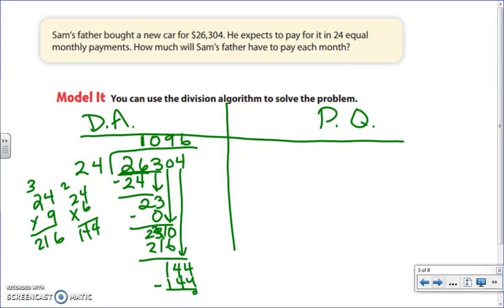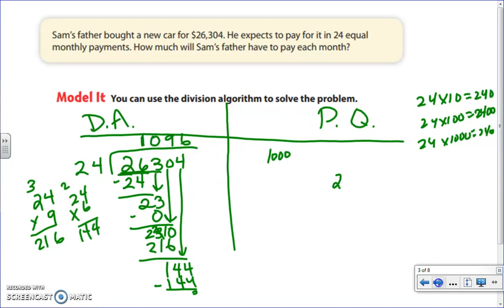So if I wanted to try this problem with partial quotient, I would think of it like this. I know that 24 times 10 is 240. That's not enough. 24 times 100 is 2400. That's not enough. 24 times 1000 is 24,000. Now we're getting warm. So I'm going to start with 1,000 24s.